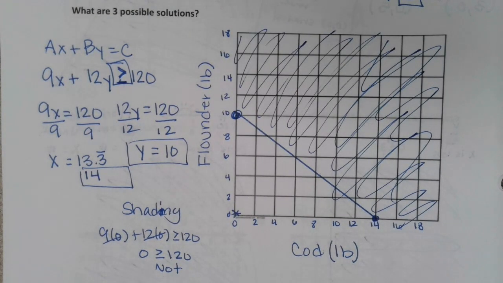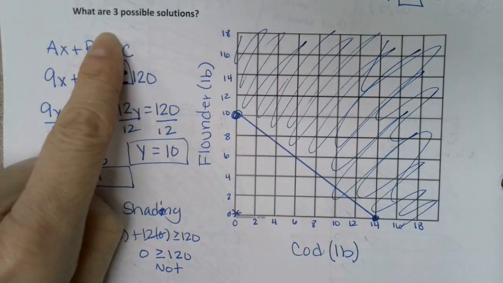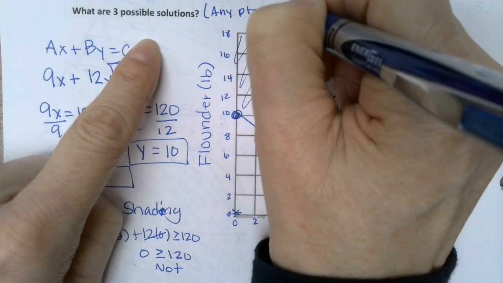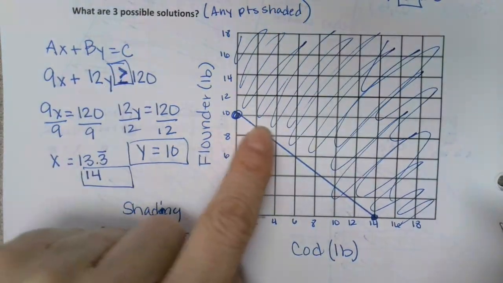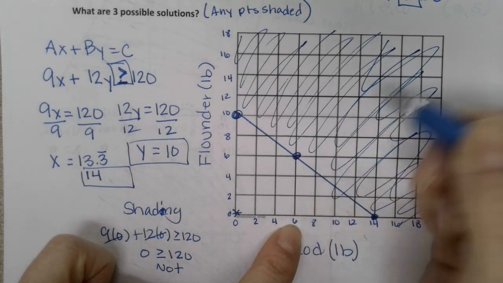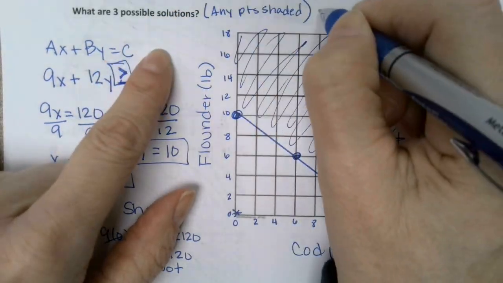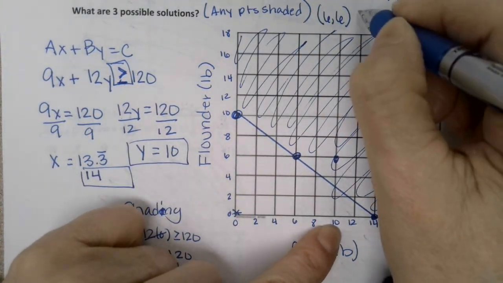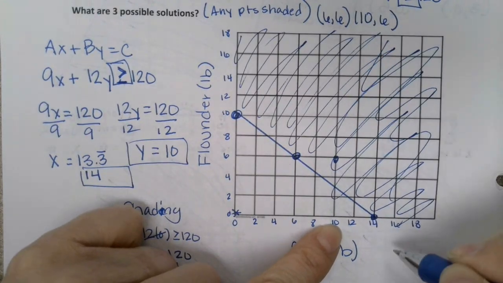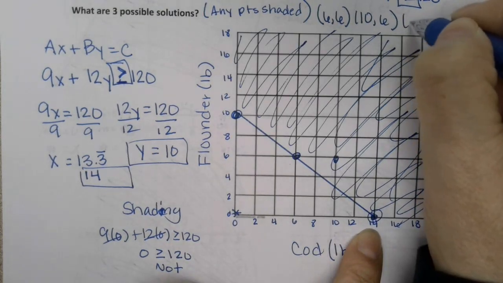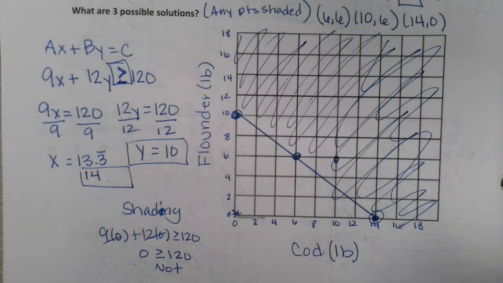Sometimes it'll ask you to name right here. It says, what are 3 possible solutions? And you can pick any points that are shaded and name them. If the line is solid, you can actually pick points on the line too. So like 6, 6 right here is pretty decent. So I could say 6, 6, 10, 6. And if you want to, you could say like 14, 0, because that's on the line too. Those are all possible solutions. They are shaded, or if the line is solid, sitting on the line.